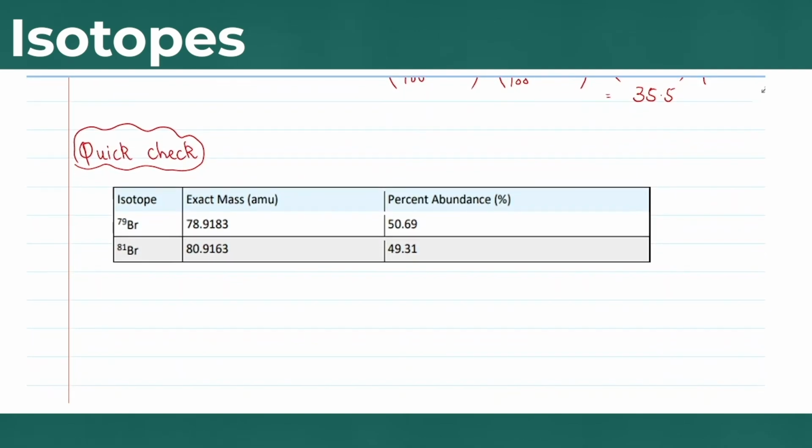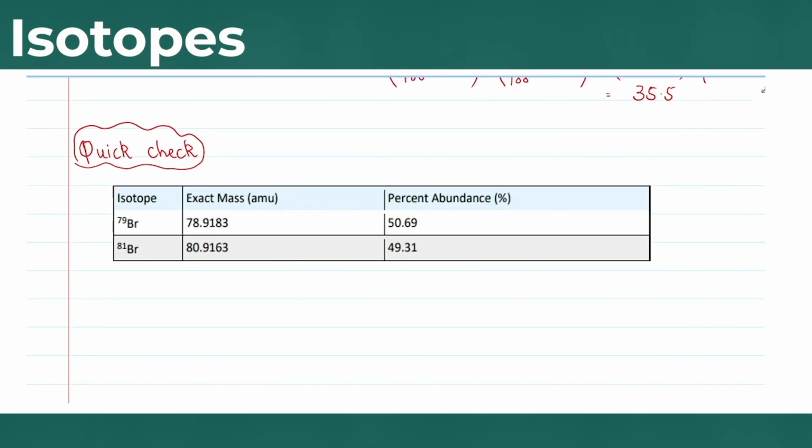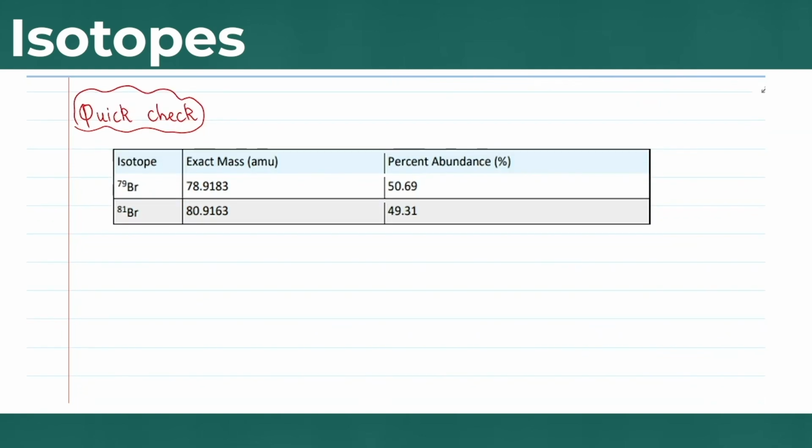So now there is one quick check. This is the question for you, and this is what you have to solve for your practice. There are two isotopes, and you can see the percentage abundances. Now please solve this question by yourself. I'll share the answer in the comment box.